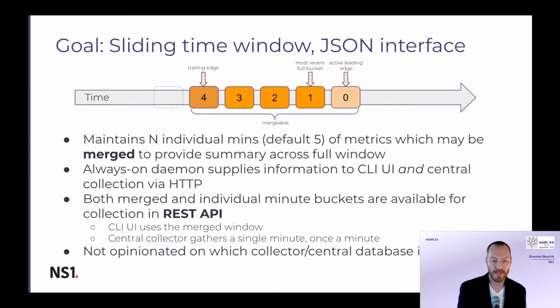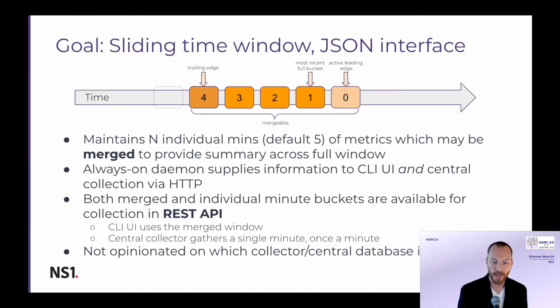And the way it works is that we're able to expose 2 views. We're able to expose a merged view, so you can get the entire window where these buckets merge together and show like a 5-minute summary. And you can also pull an individual bucket from the API. We use both of these things in the command line version when the terminal is following the traffic. As an operator, you want to be watching this sliding 5-minute time window of summary real-time information.